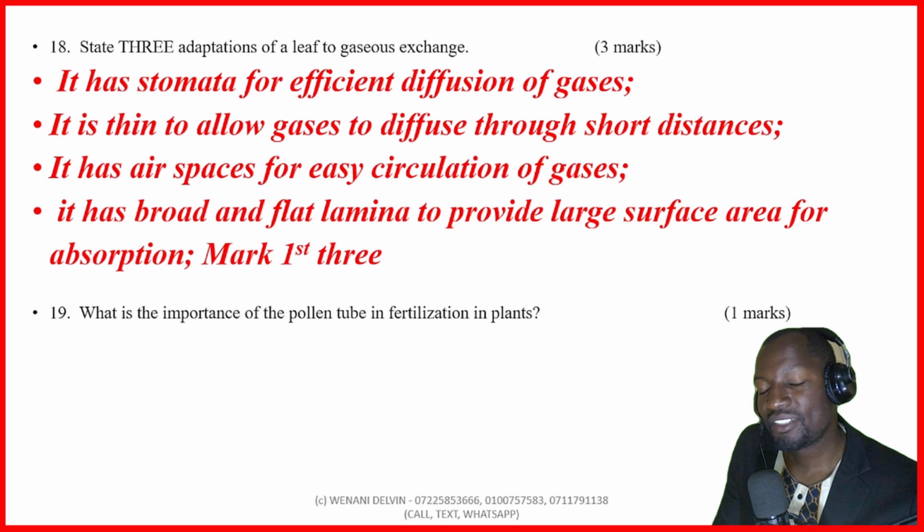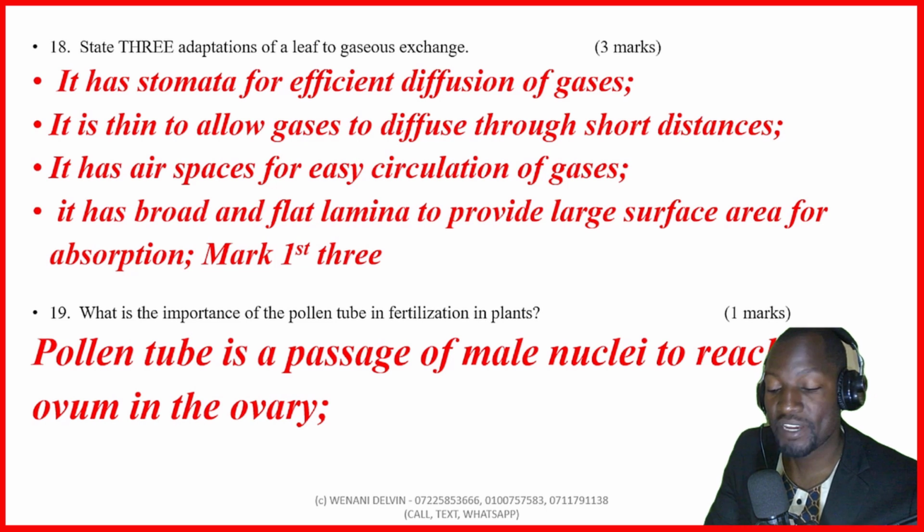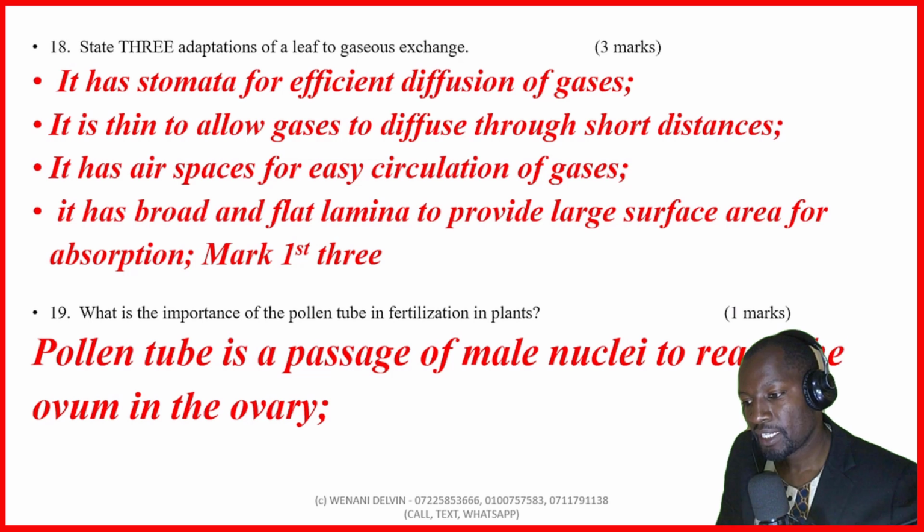What is the importance of the pollen tube in fertilization in plants? The pollen tube helps in the passage of the male nuclei to reach the ovum in the ovary. That is the major function of the pollen tube.